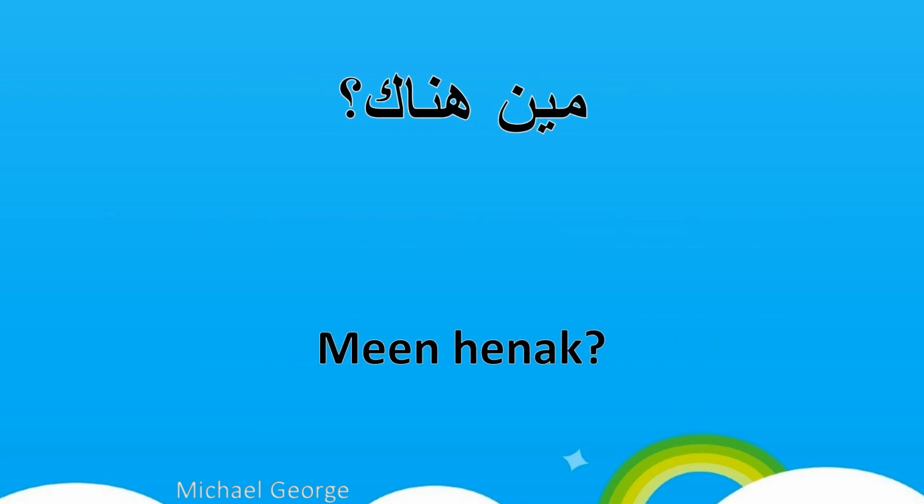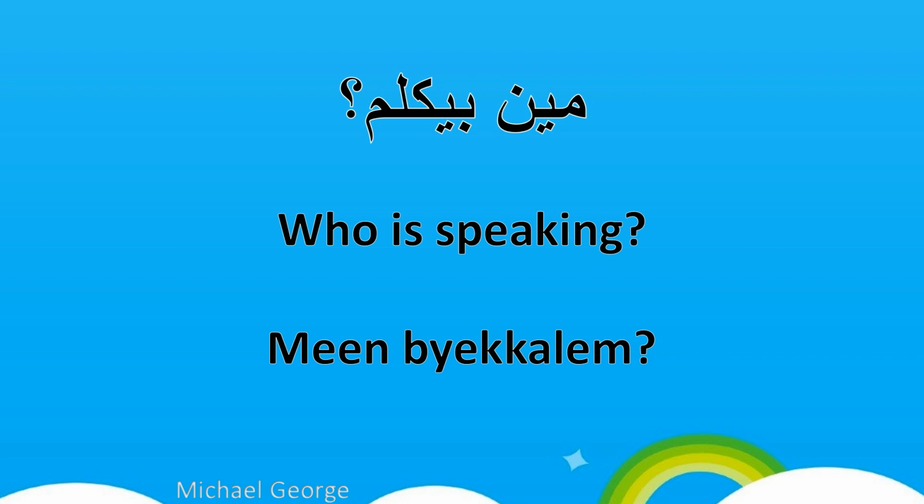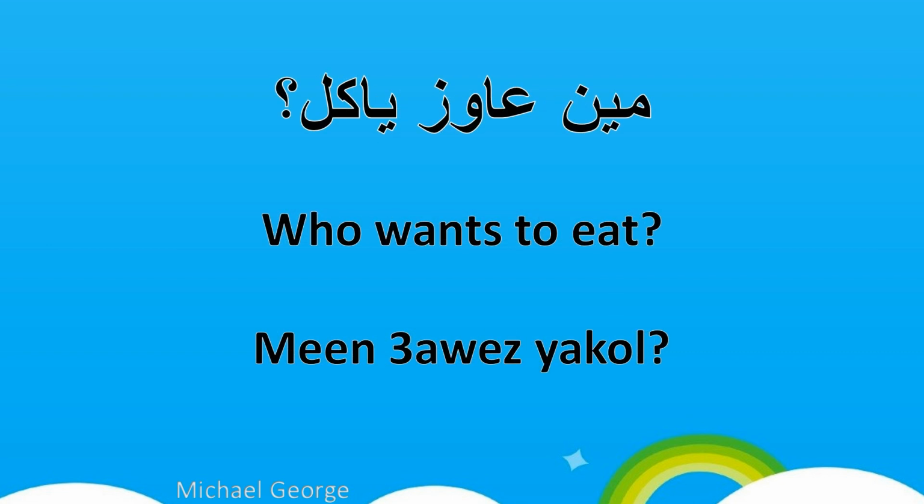Let's translate this sentence. مين means who. هناك means there. In Arabic, verb to be is usually omitted when it comes to the present tense, but here is the proper translation. Here are some other questions that starts with the word who. مين بيتكلم. مين عاوز ياكل.